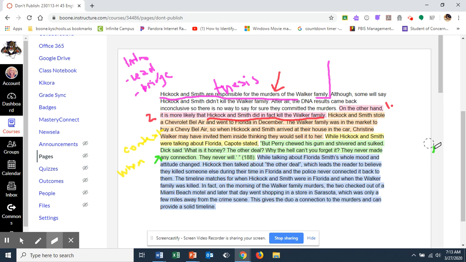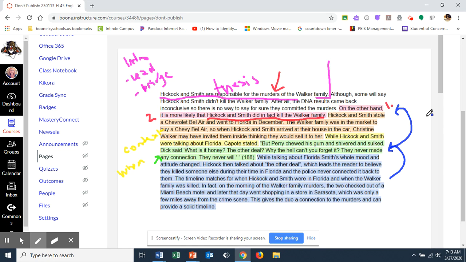Okay. Then finally we get to the blue. And the blue is the explanation of the quote. Okay. The blue should prove or support how or why the green supports the red. Let me say that again. The blue should prove or support how or why the green supports the red.